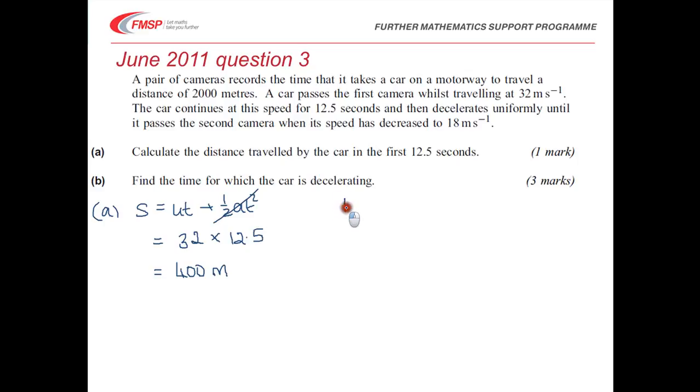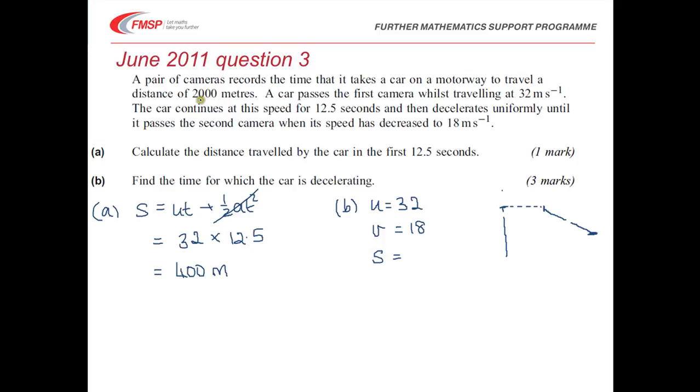And then if we look at part B, the time for which the car is decelerating. We're travelling at constant speed and then we're decelerating. So we have this constant speed of 32 and then we decelerate until we get to 18 metres per second, and we want to know the time it takes us to do that. We start at 32 metres per second, we decelerate until we get to a speed of 18 metres per second, and we do that over a certain distance.